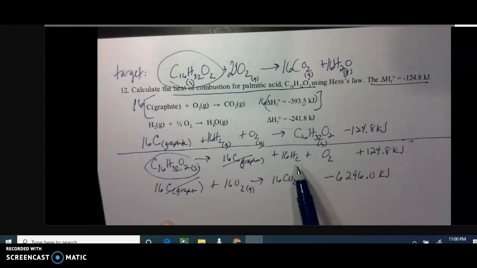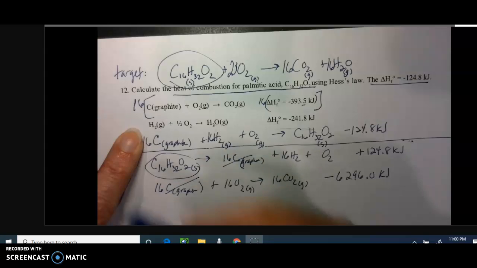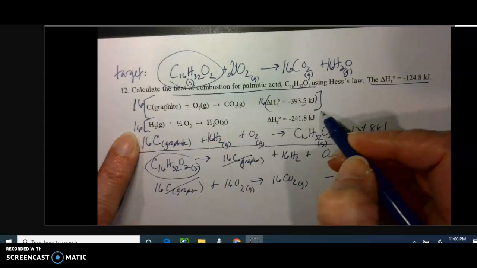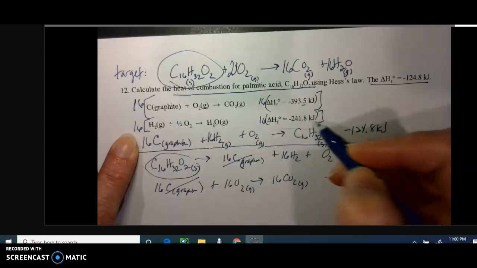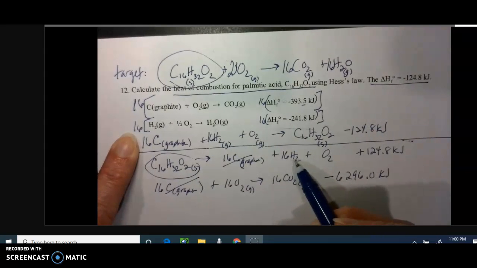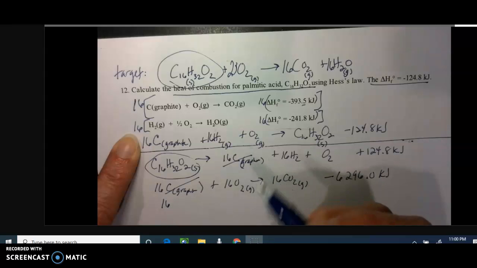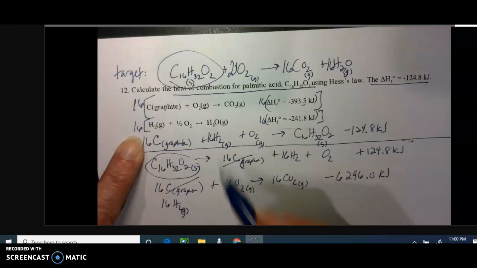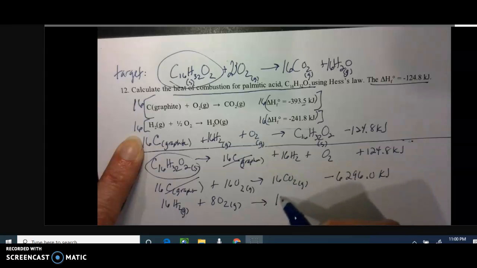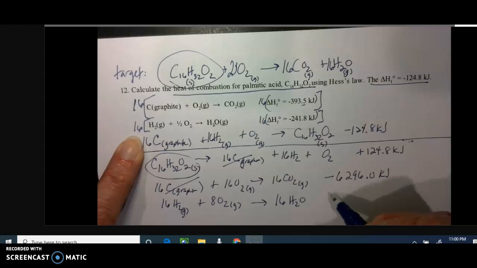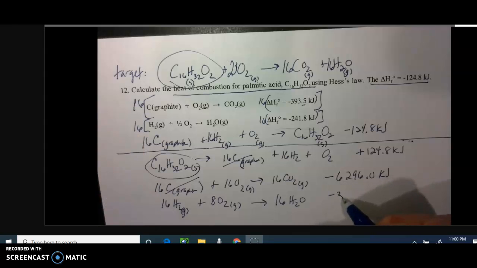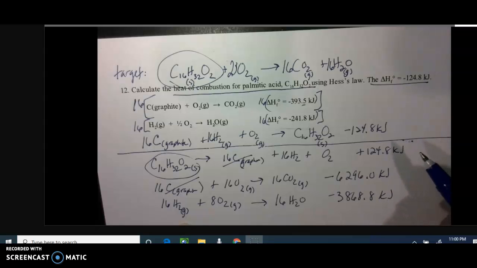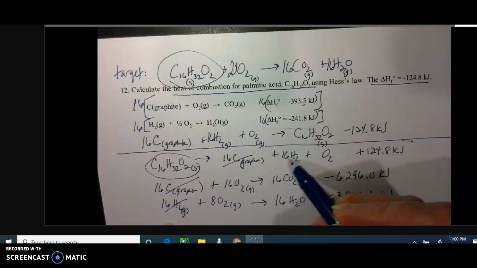Now I do need to get rid of these hydrogens, so I'm going to come back up to my formation equation for water vapor, and I'm going to multiply this entire thing times 16. I need hydrogen as a reactant, so it cancels. So 16 H2 gas. 16 times a half is going to give me 8 O2 gas, yields 16 water molecules. And 16 times the minus 241.8 is minus 3,868.8 kilojoules. So this is going to cancel my H2s.